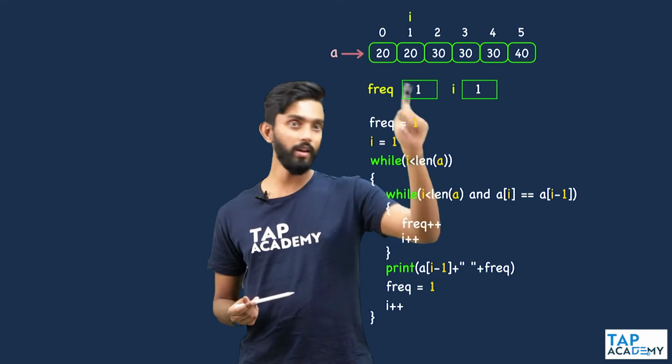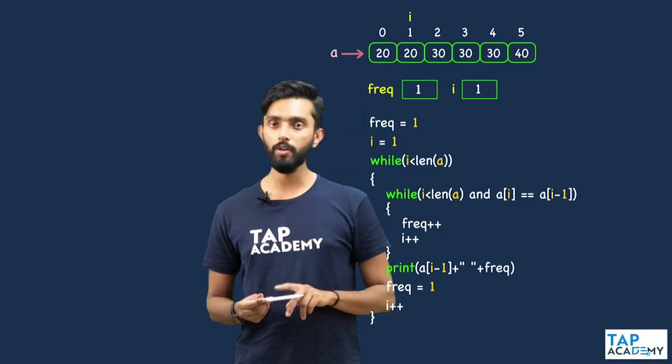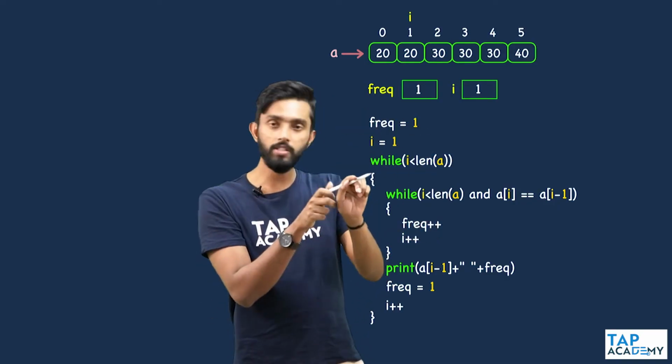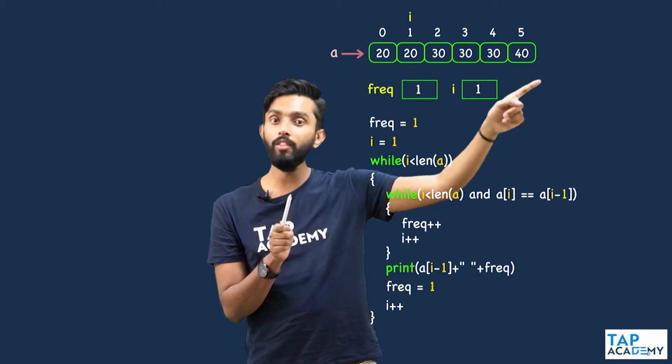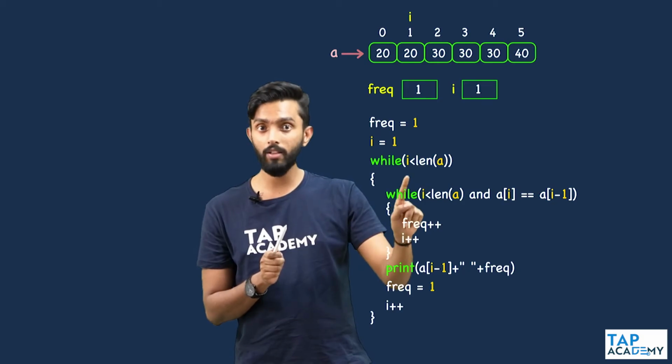So I starts from 1. Index 1 means second element. So I is here. Okay, good. Now I'll come here inside the loop. Check if I is inside the boundary. Is I less than length of A? Yes, true. I is less than length of A.